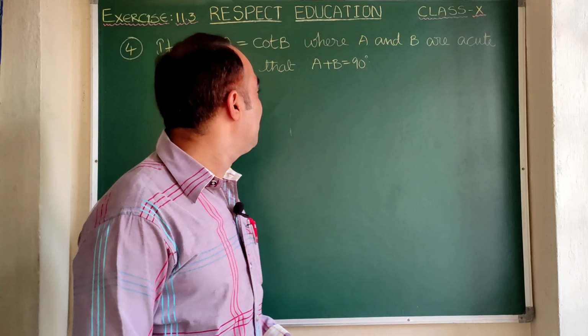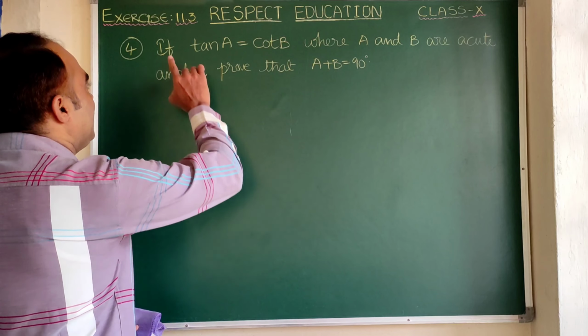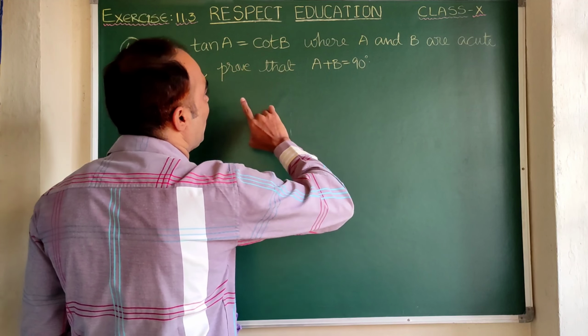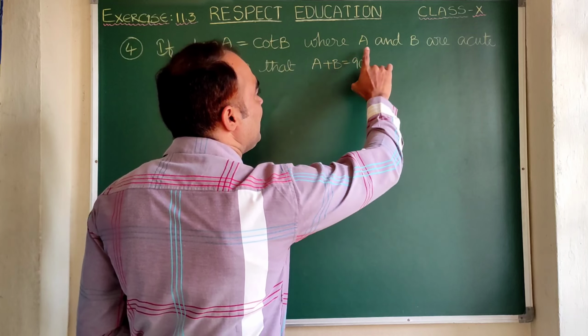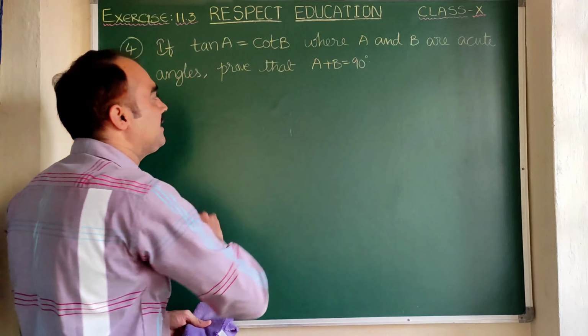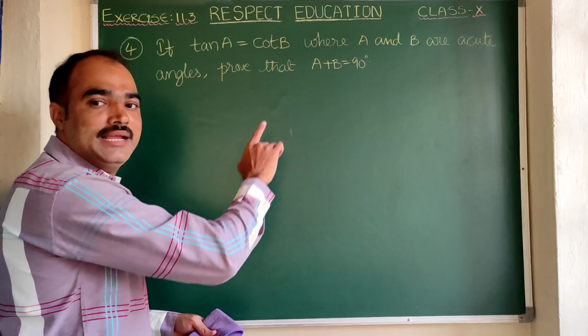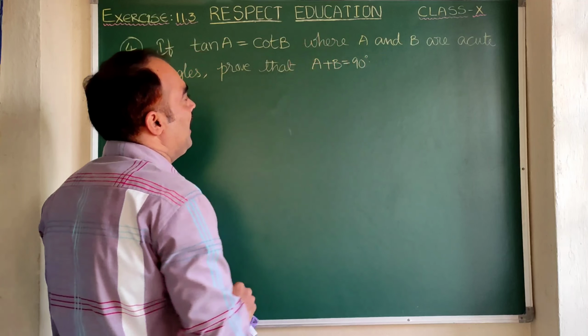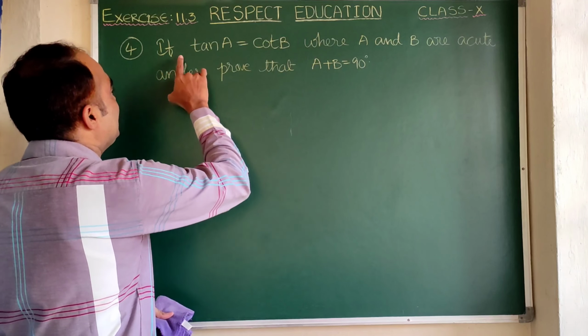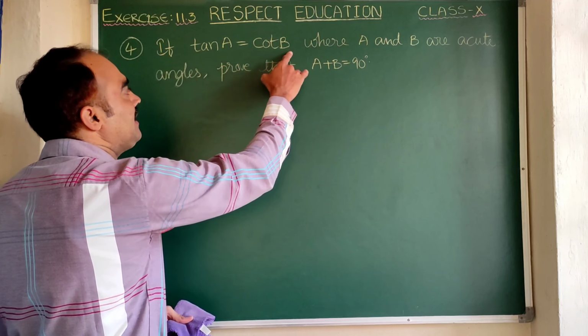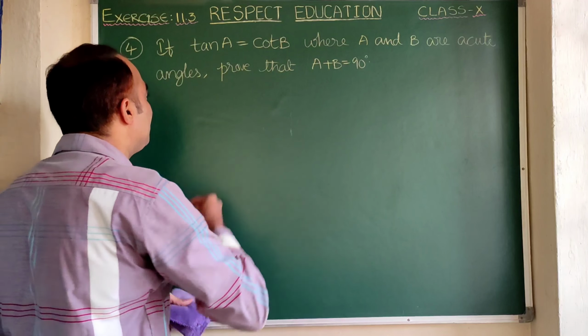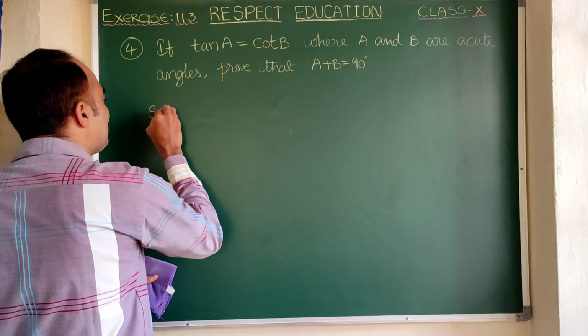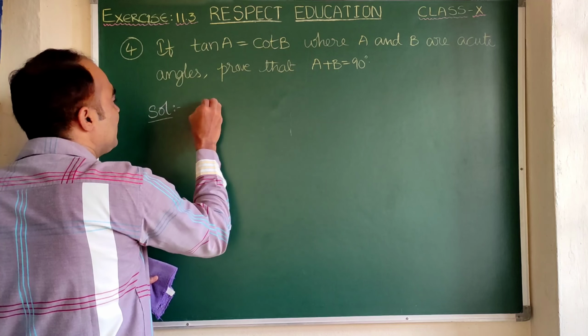Now we see question number 4. If tan A is equal to cot B, where A and B are acute angles, prove that A plus B is equal to 90 degrees. Here you see this is the if condition. It can be considered completely. So here let us start solving this problem.